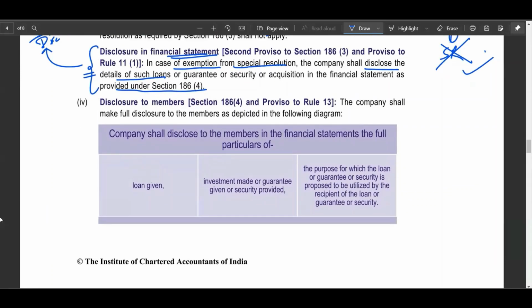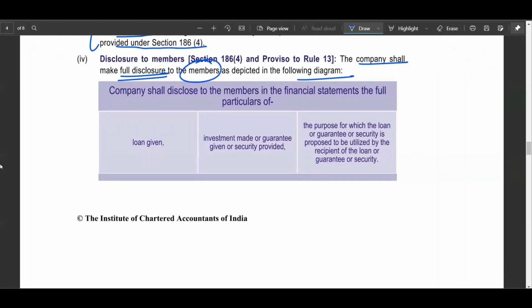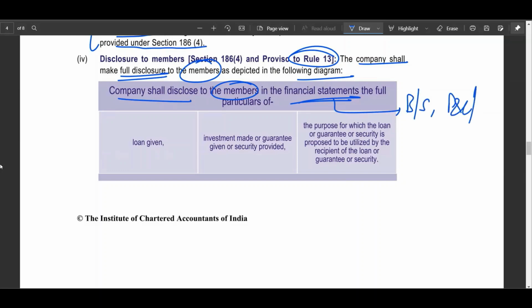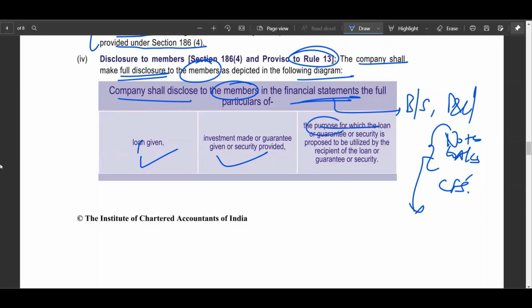Now let's understand next, section 186 subsection 4. The company shall make full disclosures to the members as depicted in the following diagram. So it's just a format that is given in section number 186 subsection 4 plus rule number 13. All right, company shall disclose to the members in the financial statement. Financial statement क्या होता है? Balance sheet, P&L, notes to accounts and cash flow statement. So they will have to show in the notes to accounts the loans given, investments made, and the purpose shall also be provided.